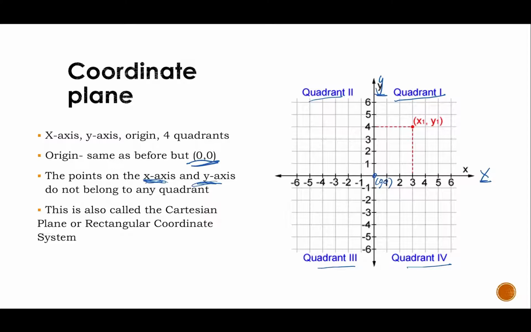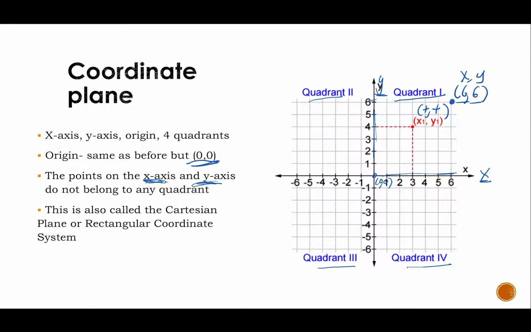You may also hear the coordinate plane referred to as the Cartesian plane, rectangular coordinate system, or XY plane. But what's important to note is that in quadrant 1, x is positive and y is positive. So I could go to the point 6, 6, when x is 6 and y is 6. The ordered pair is always of the form x, y, which is easy to remember because it's in alphabetical order.